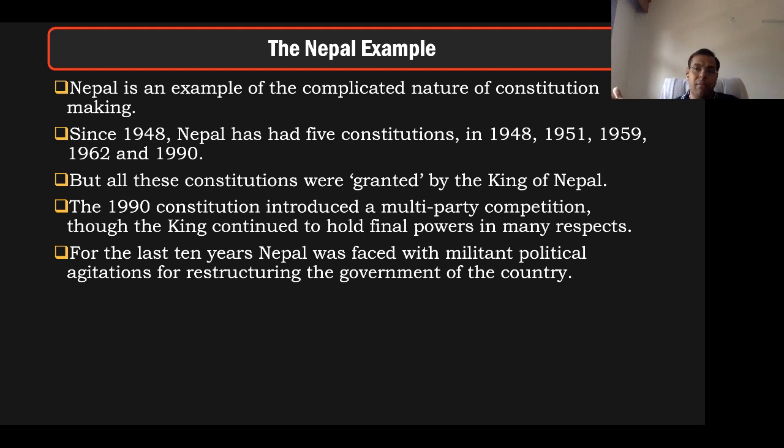People would say, "आप जो बोलोगे हम वही करेंगे." नहीं, we won't do it. So it would result into political agitations. It would result into people demanding restructuring the government of the country. Now you need to have elected people. Now you need to have an elected leader.